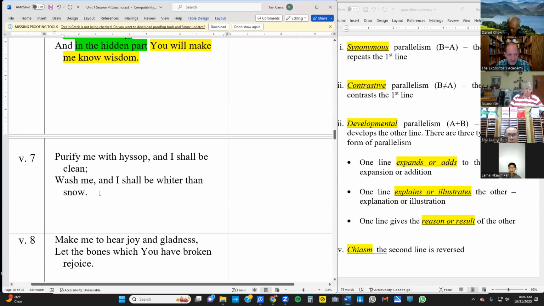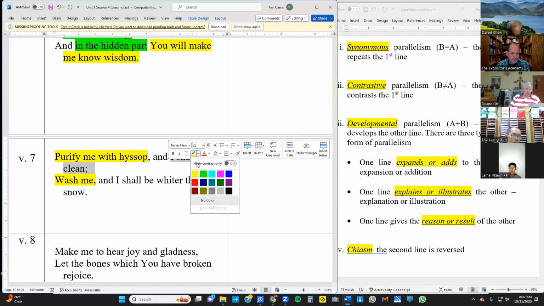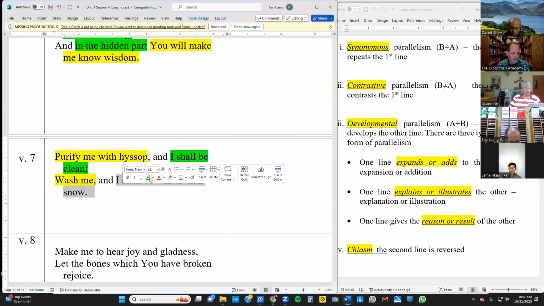Dwayne, let's come back to you. Verse 7. See what you think. Okay, purge me with hyssop, and I shall be clean. Wash me, and I shall be whiter than snow. Well, purge me and wash me, I shall be clean, I shall be whiter. That's synonymous again, it's just repeating here. Purify me with hyssop. I shall be clean. Wash me. I shall be whiter than snow.